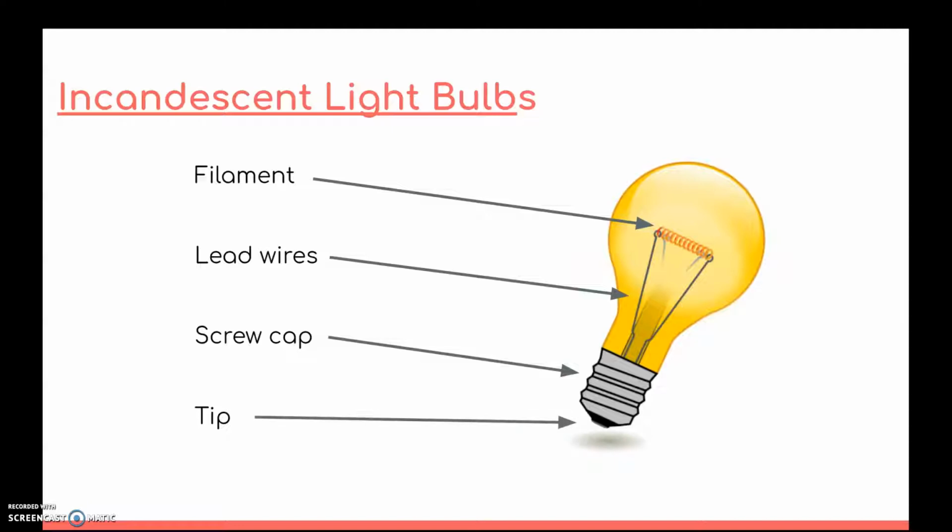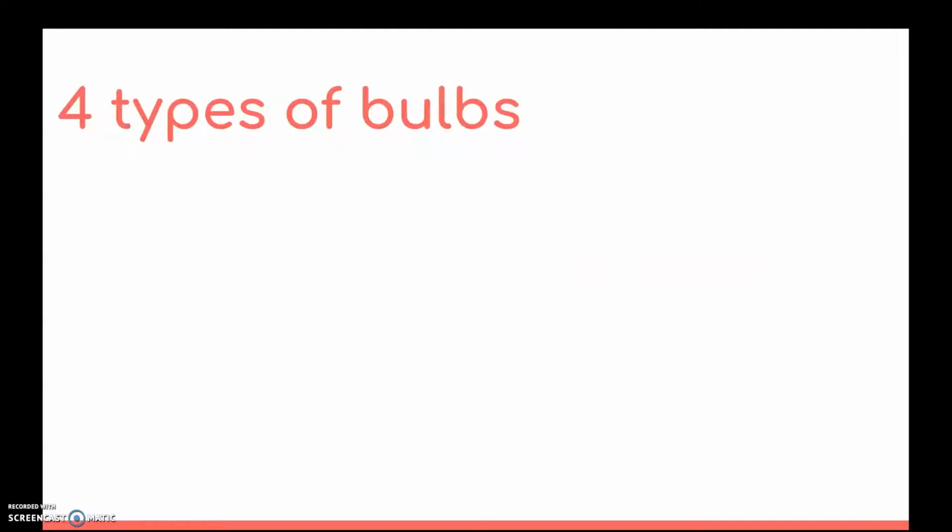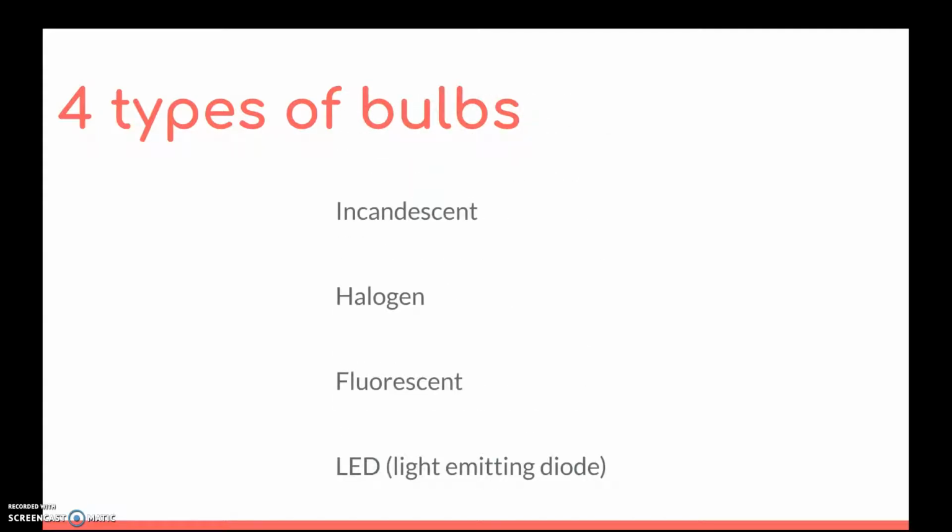Can anyone remember anything about a halogen light bulb? It's very important not to touch the halogen light bulb. It gets very hot, but they last for a long time. So what are the 4 types of light bulbs? Incandescent, halogen, fluorescent, and LED. And we know of the uses, advantages, and disadvantages of these bulbs because we learned about them on page 7.